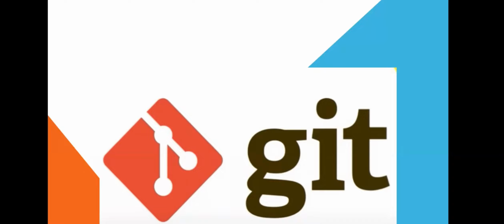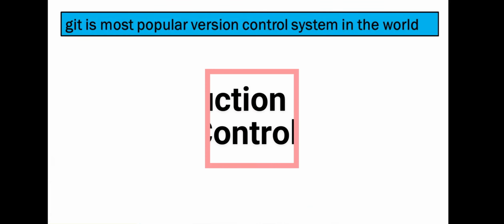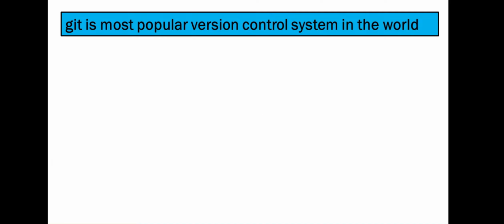Now let's dive in and get started with Git. So what is Git and why is it so popular? Git is the most popular version control system nowadays. So let's see the introduction of VCS, that is, version control system. A version control system is a tool that helps manage changes to code over time. This system stores a project history, allowing a developer to track who made the changes, when, and why.